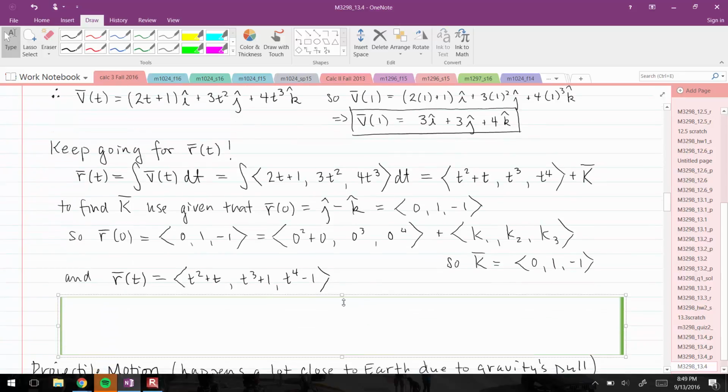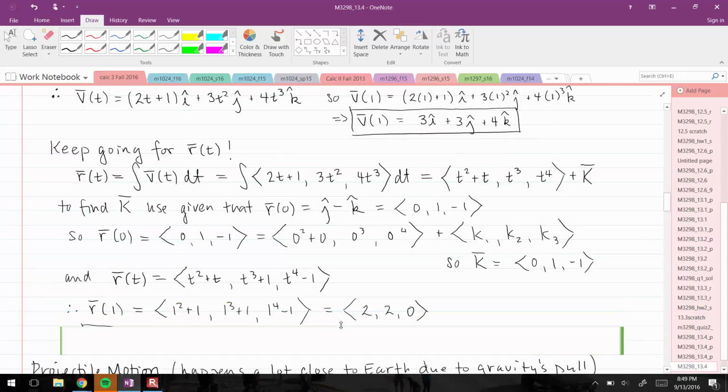The last thing we were charged to find was the position when time equals 1, so we plug in 1 for t, and we get our final answer for the last thing we were asked to find. So our position at t equals 1 is 2, 2, 0.